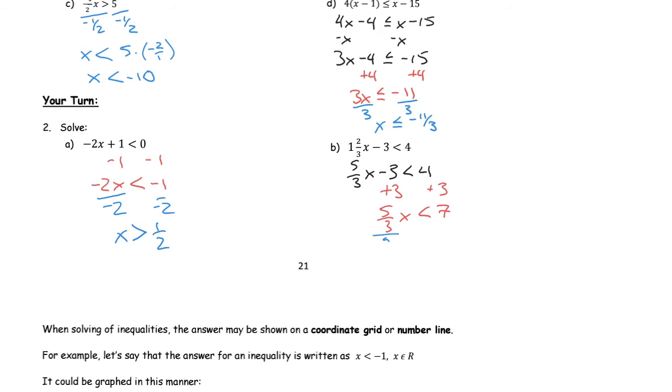And then I'll divide by 5 thirds. Now I'm dividing by a positive, so it's not going to change the direction of the sign. And dividing by 5 thirds is the same as multiplying by 3/5. And so that becomes 21 over 5. And so we can write there that x is less than 21/5.